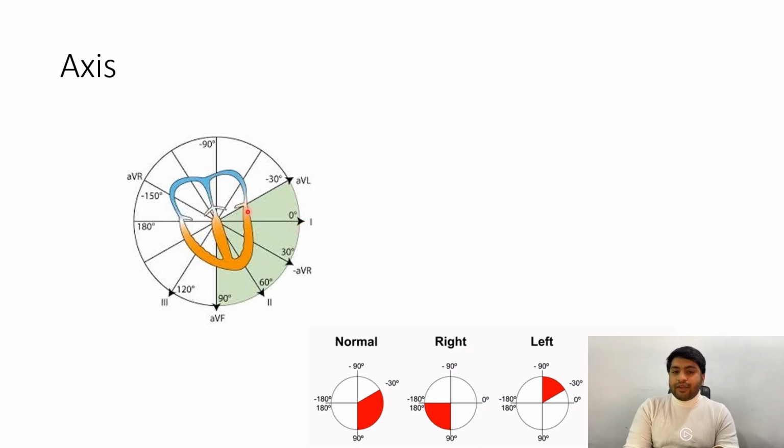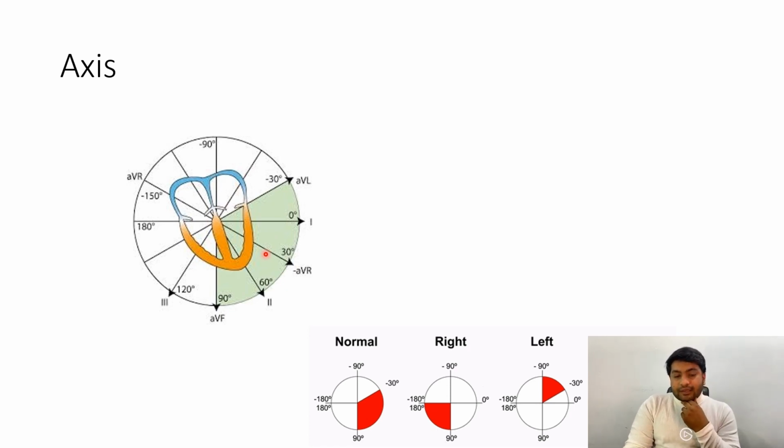Similarly, if we have ischemia of this wall, anterior wall MI, what happens is our right side starts working more. So our axis is deflected towards the right side.